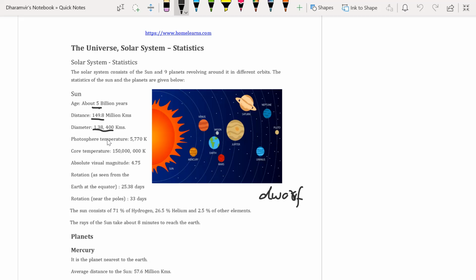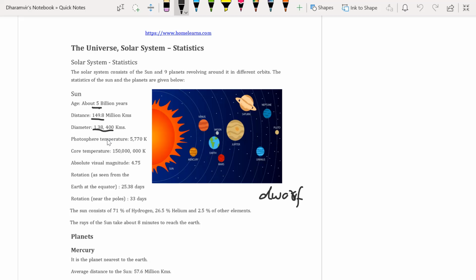Rotation, as seen from the Earth at the equator, is 25.38 days. And near the poles the rotation is 33 days. You have to distinguish these two things: from the Earth at the equator it is 25.38 days, and near the poles it is 33 days. And the sun consists of 71% hydrogen, 26.5% helium, and 2.5% other elements.